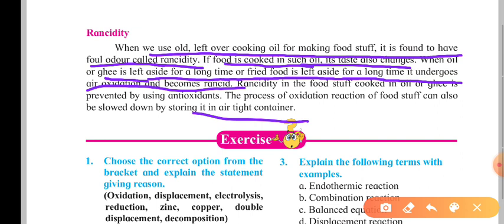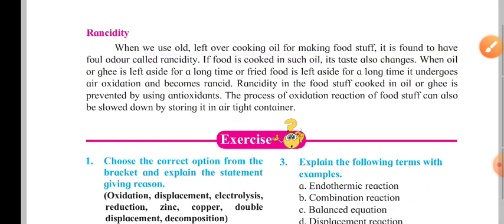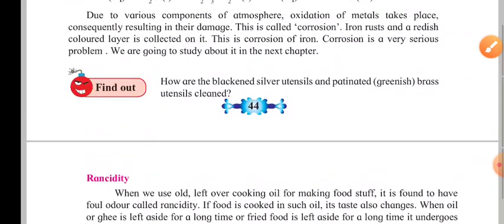Why is this happening? Because the fried food packets we get in the market are filled with nitrogen gas inside. So as soon as we open it, that gas goes out, and then the oxidation of the oil present in it starts, and that makes the oil rancid, and the foul smell starts to come out after a few hours or days. So this is about your chapter, chemical reactions and equations.